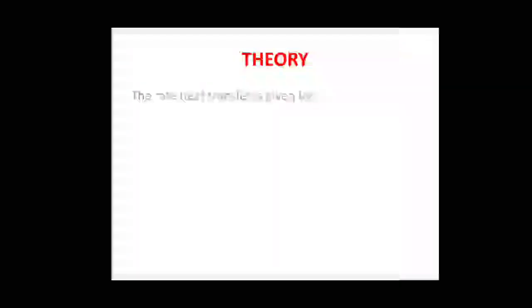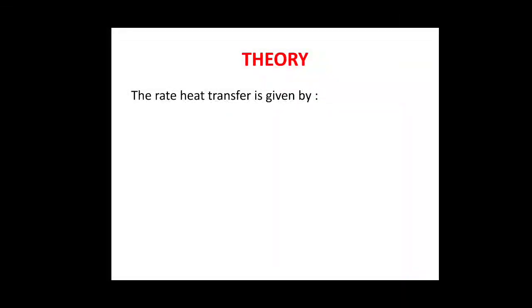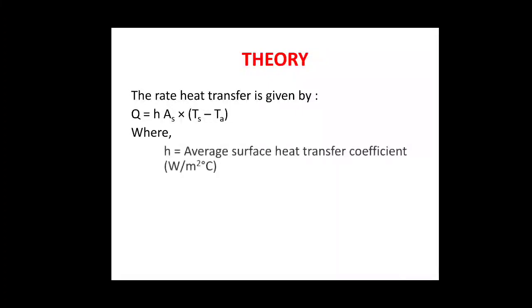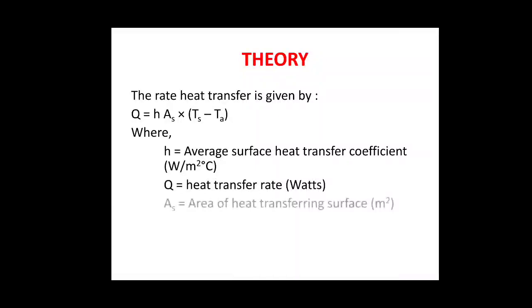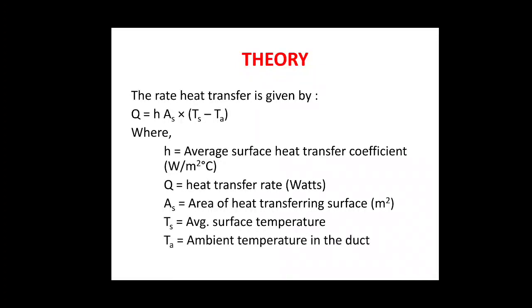Theory: the rate of heat transfer is given by Newton's law of cooling, which is Q = hA⁢ΔT, that is, the difference of temperature, where h is the average heat transfer coefficient of the surface, Q is the rate at which heat is transferred, As is the area of the heat transferring surface, Ts is the average surface temperature, and Ta is the bulk mean temperature inside the duct or ambient temperature inside the duct.